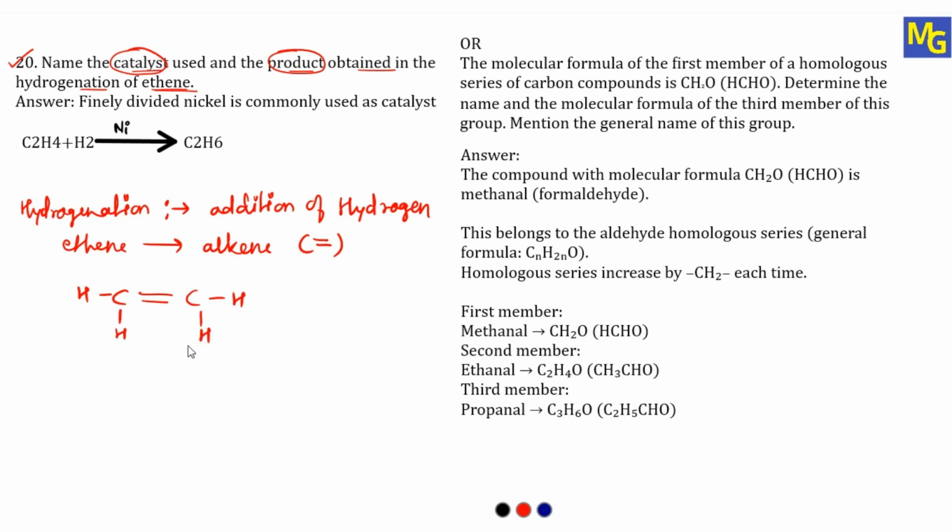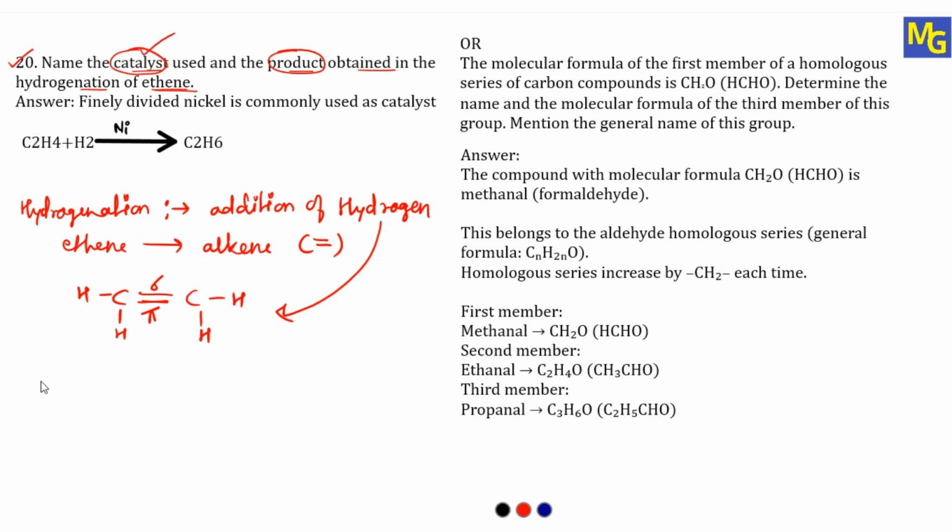Now see, because it has a double bond, in this double bond, one bond will be sigma, one bond will be pi. Pi bond is weak, so we can easily break this pi bond and add hydrogen to this ethene. And this is called hydrogenation. But to do this process, we have to use a catalyst.